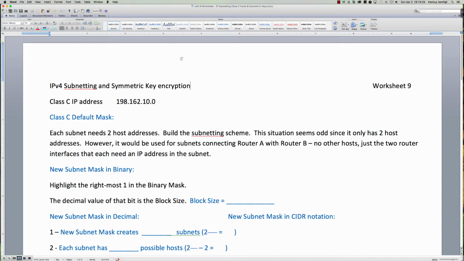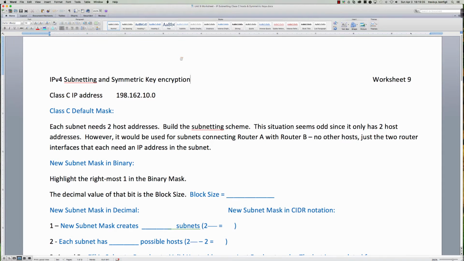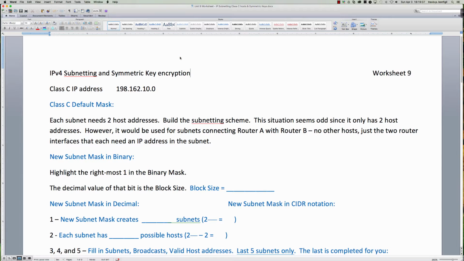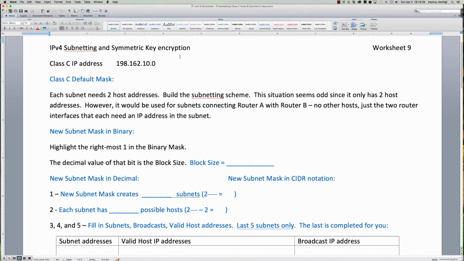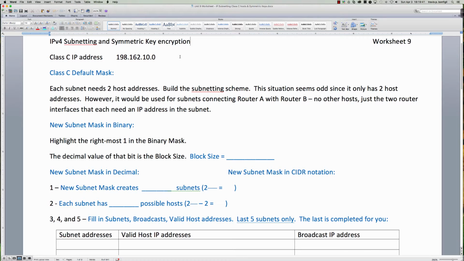This is the CompTIA Network Plus course, and this evening's video tutorial is going to be on IPv4 subnetting, and then we're going to take a look at some symmetric key encryption in a neat little exercise where we get to access the Enigma encryption device, a symmetric key encryption device. Basically, it's a web page that we're going to go visit, and we can put some codes in.